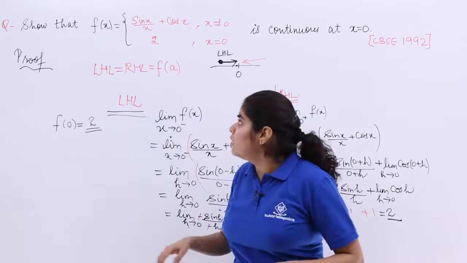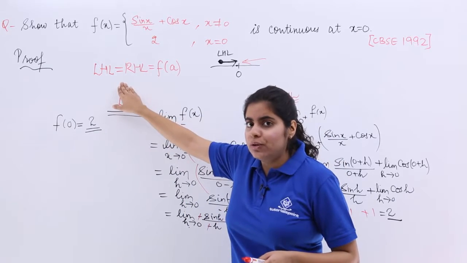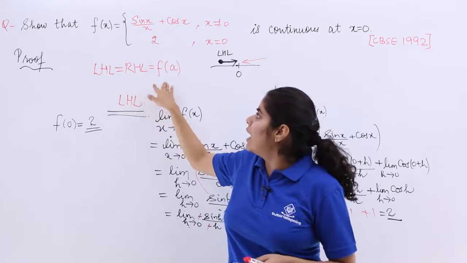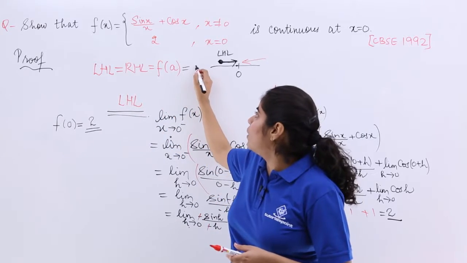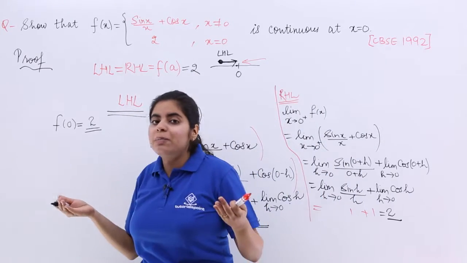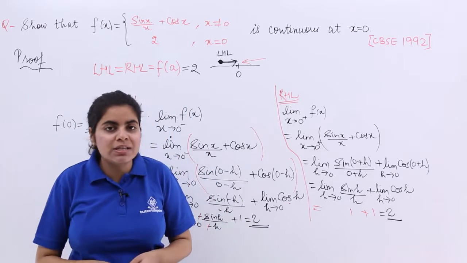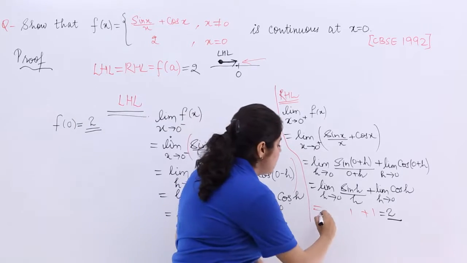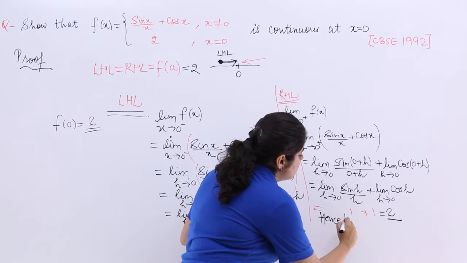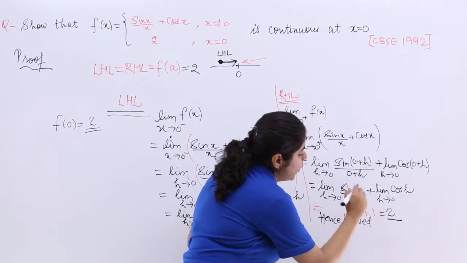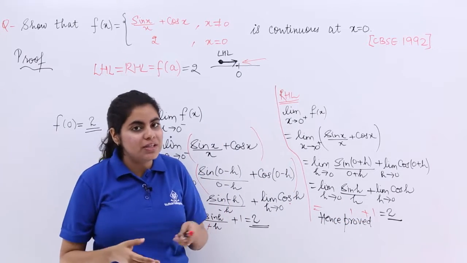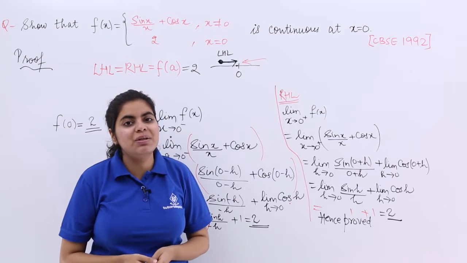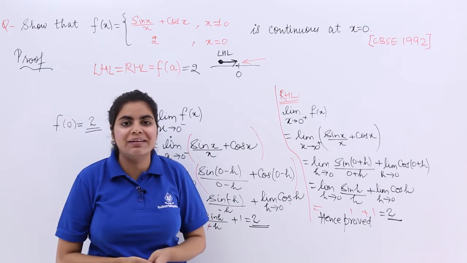So basically we know the condition of continuity, and everywhere, LHL, RHL, f of a or f of 0, I get 2. That means yes, my function is continuous at x is equal to 0, and hence I have proved it for continuity. So I write: hence proved. So in this video we saw this question which was asked in the CBSE examination of the year 1992.